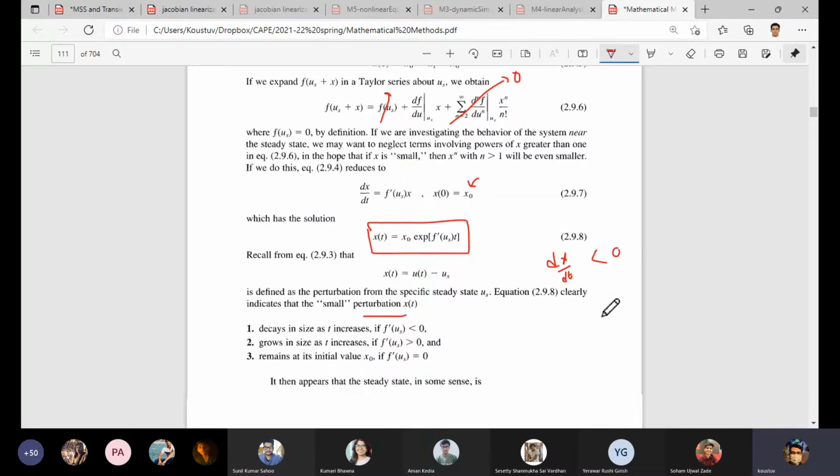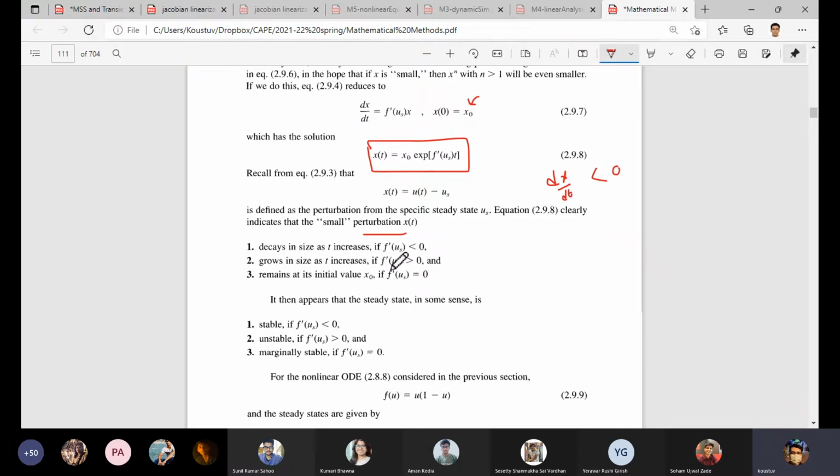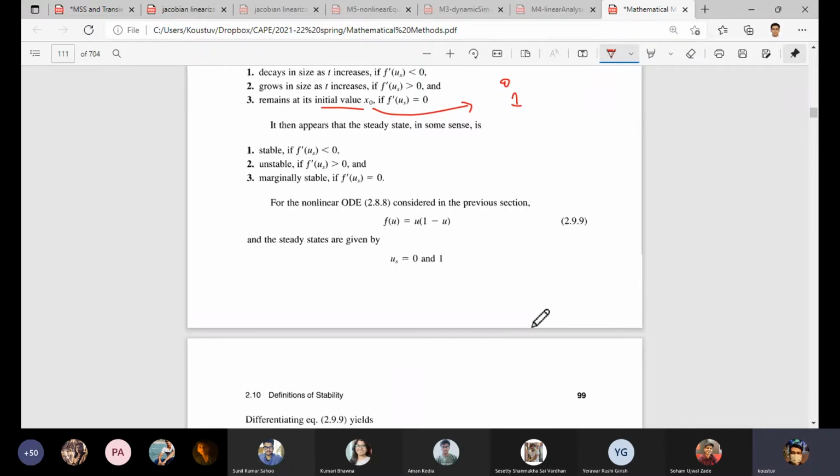It will decrease. But if the value of the slope at the steady point is greater than 0, then it will further grow in size, the deviation variability expands, and if it is exactly 0, then it will remain at the initial value. That means it will not change further, and if it happens to be one of the steady states, then it will remain at that steady state point. So now, we have obtained two steady points, one is 0 and one is 1, and we want to characterize them.